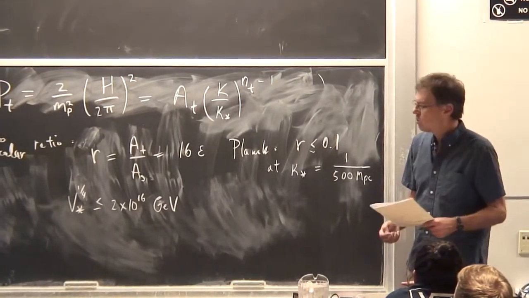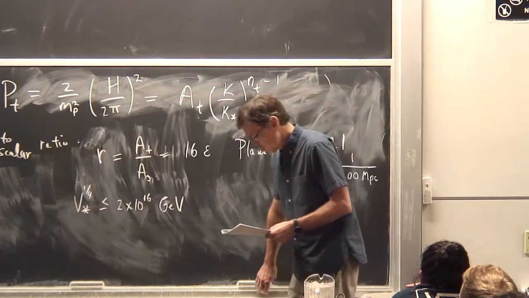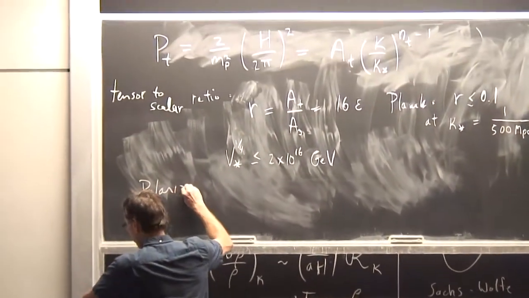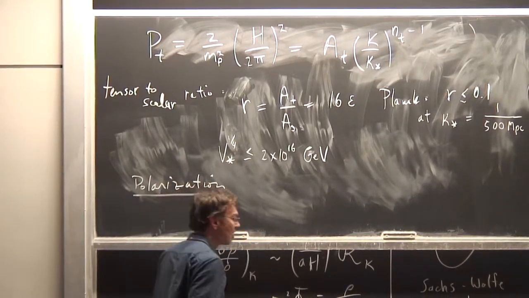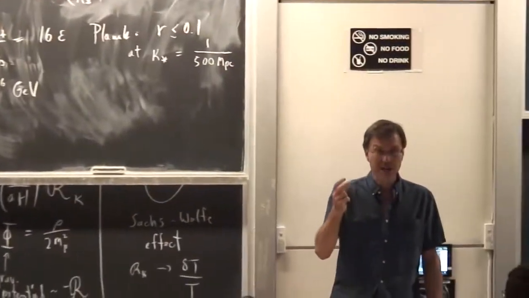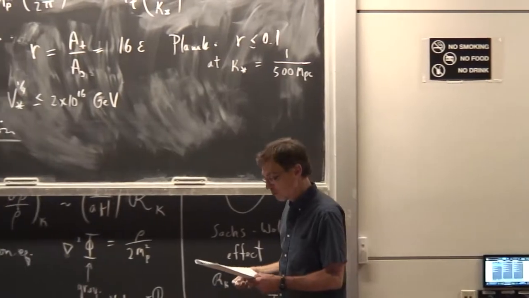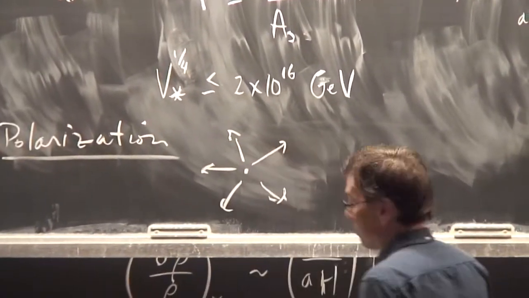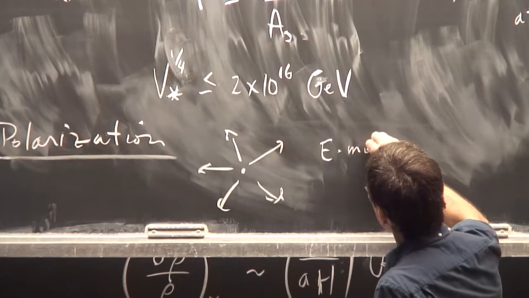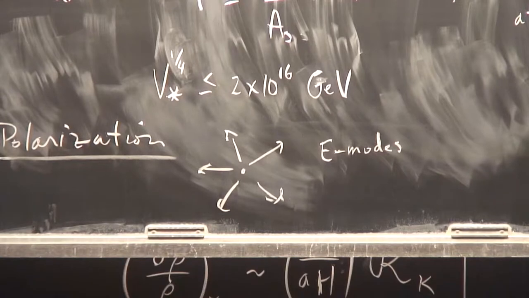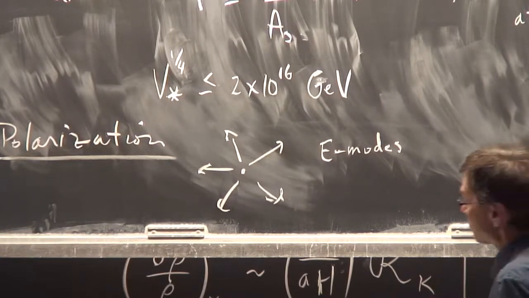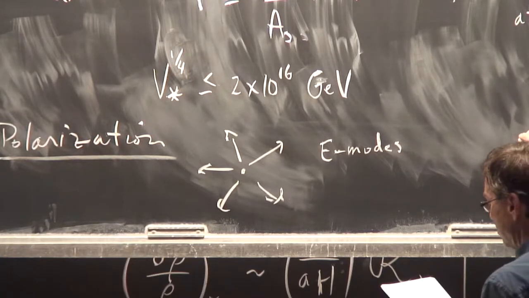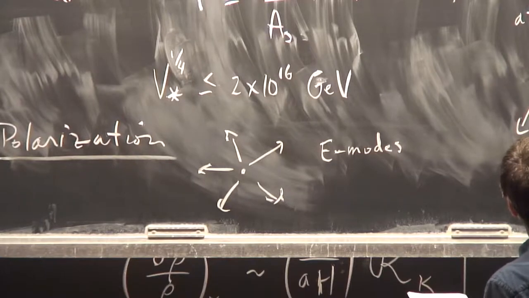So one other thing before I show what these constraints look like. I also just want to mention briefly polarization. We don't really have time to go into any details, but you probably know that Planck measures not only the magnitude of the temperature fluctuations, but also their polarization. There's two complementary directions of polarization. There's the E modes, where the electric field lines are pointing radially out from some fluctuation. And then there's the B modes, which are the circulating ones that have a curl.